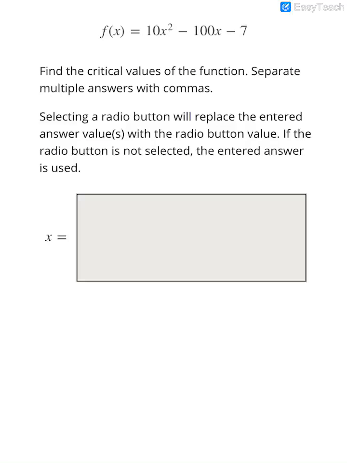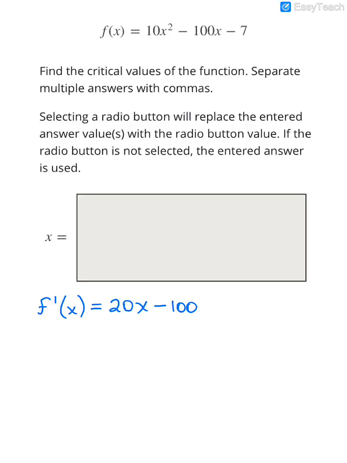In this video, we are going to first learn how to find critical values of a function. So critical values of a function are going to be those values that make the first derivative equal to 0. So the first thing you have to do is take the derivative. So the derivative of 10x squared would give me 20x, minus the derivative of 100x would just be 100, and then of course the derivative of minus 7 is 0.